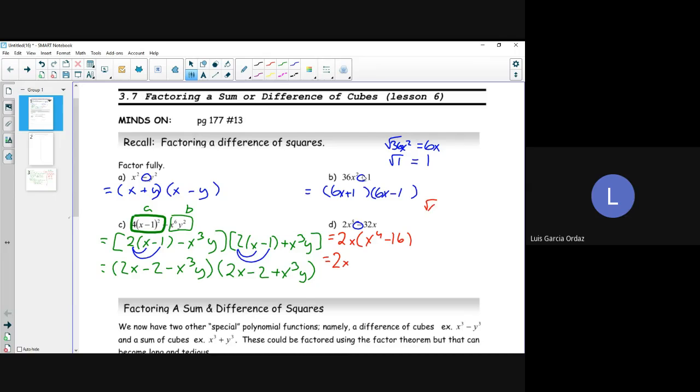The square root of x to the 4 is just equal to x squared. And the square root of 16 is just equal to 4. So we're left with x squared plus 4 times x squared minus 4. Are we done yet, or is there still one more step that we need to do? Okay, there is one step. Which one of these is a difference of squares again?